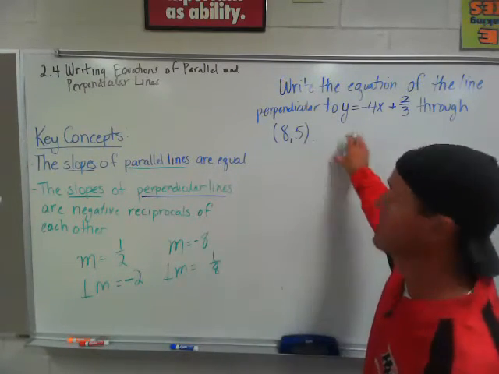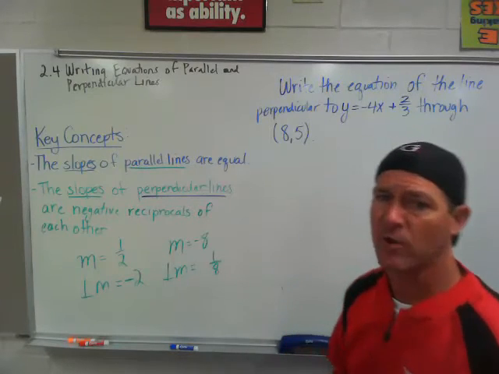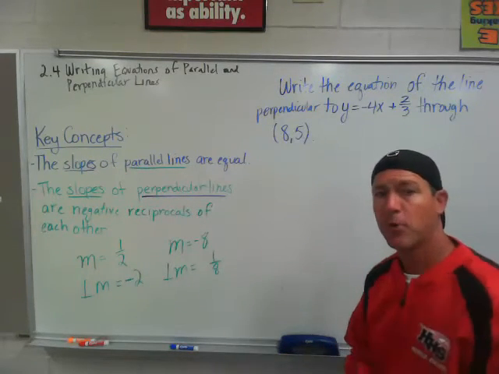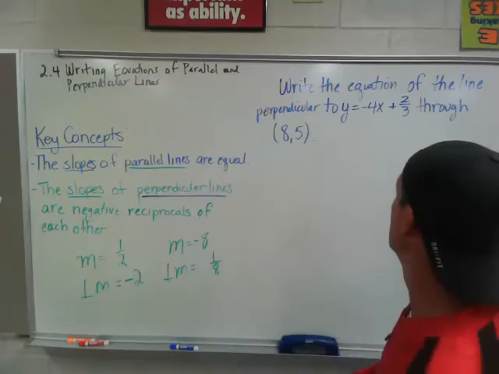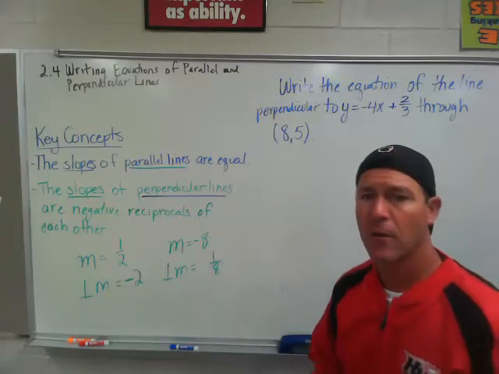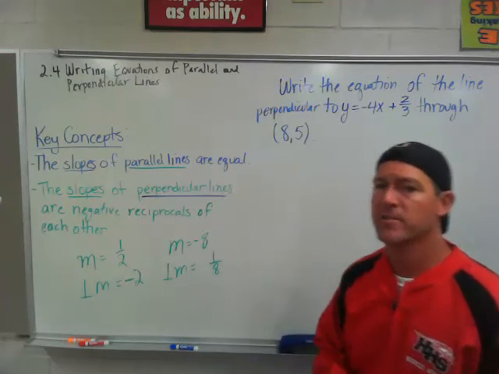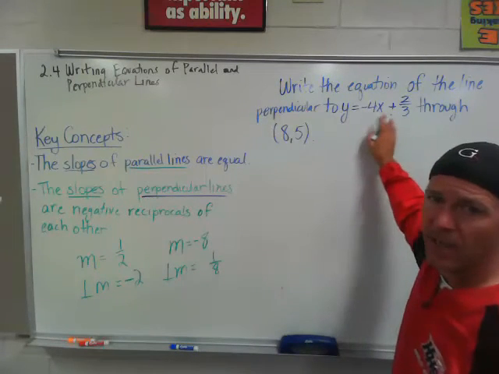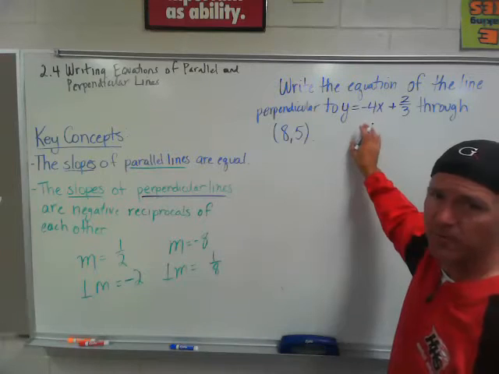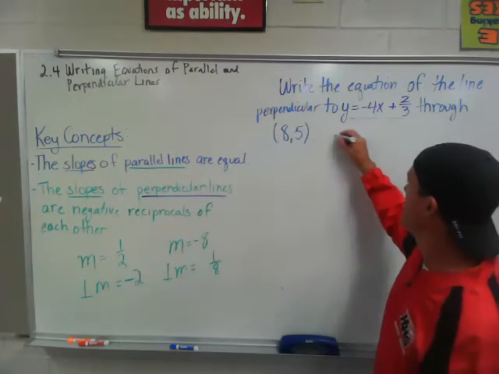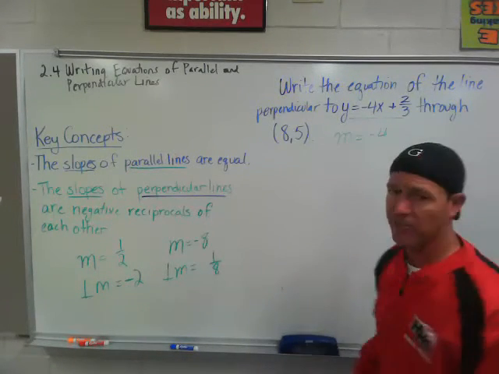All right, so now we've got this problem over here. It says write the equation of a line perpendicular to y equals -4x plus 2/3, and we're going through the point 8,5. All right, so what am I taking from this line? Well, I'm going to steal the slope. All right, so the slope of this line is going to be -4.